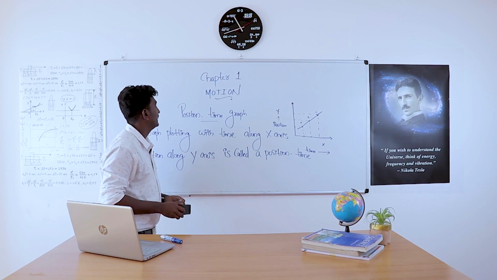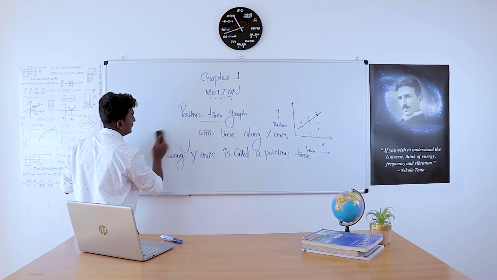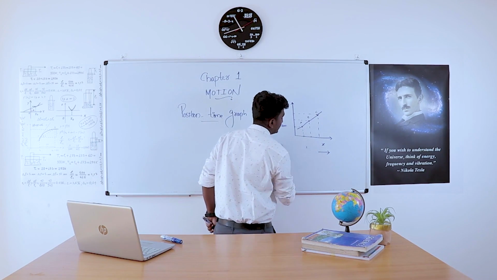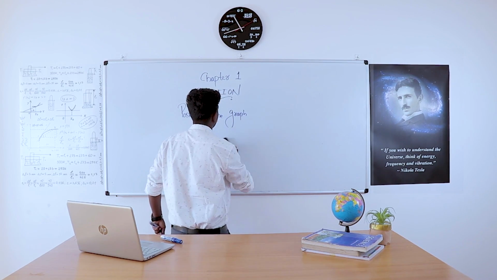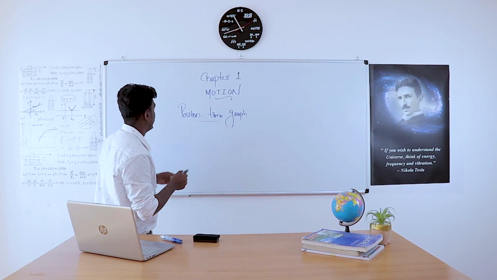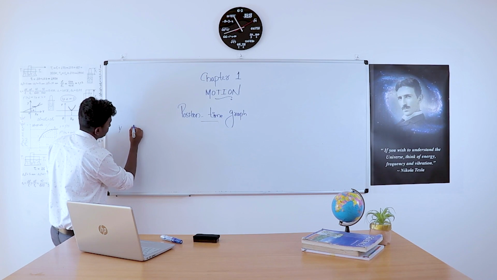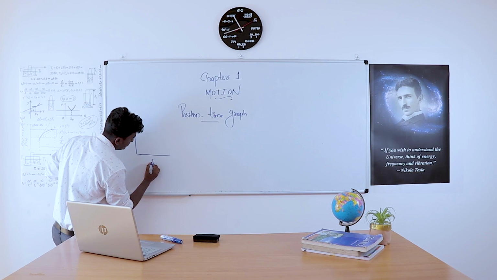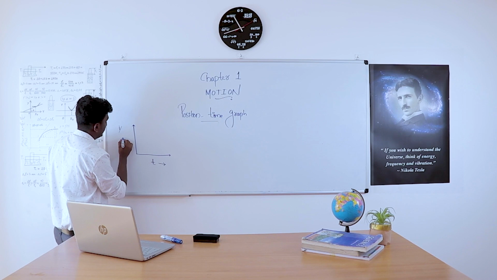Okay, moving to the nature of the position time graph. We know that a graph plotted with time along the x-axis and position along the y-axis is called a position time graph. Now moving to the nature of the position time graph. First one, I'm just drawing a graph, time along x-axis, position along y-axis.